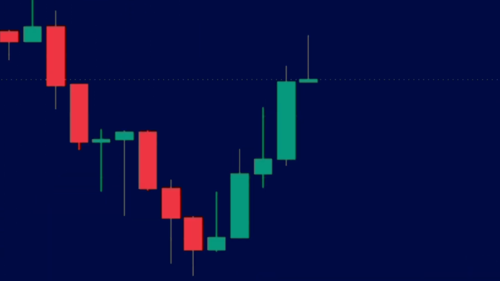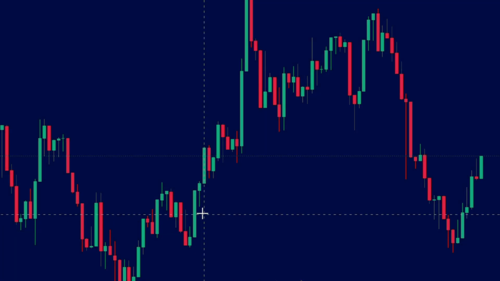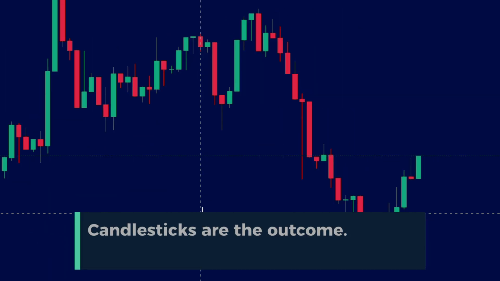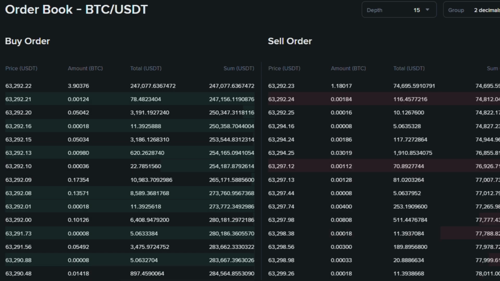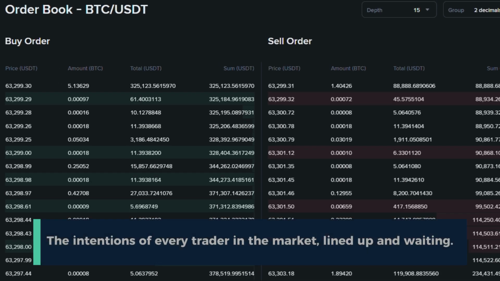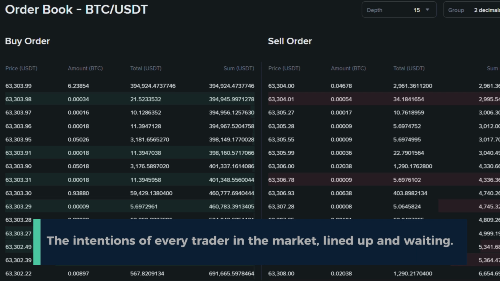They watch candles go up and down and try to guess what comes next. And that makes sense. Candlesticks are the most visible thing on the screen, but candlesticks are the outcome. They show you what has already happened. The order book is what's happening right now. The buy and sell orders that haven't been filled yet. The intentions of every trader in the market, lined up and waiting. That's what moves price next.